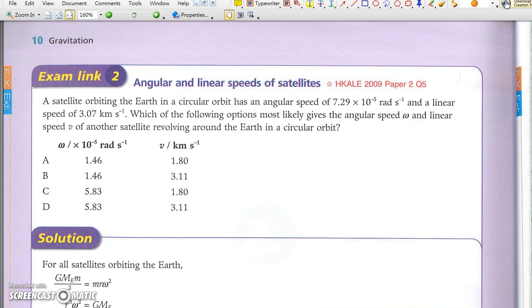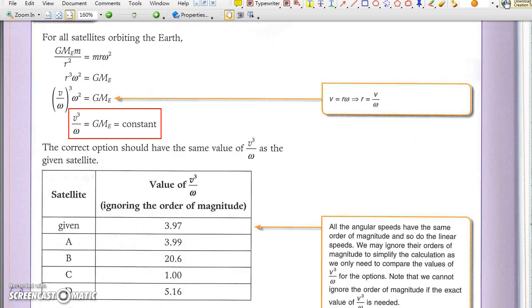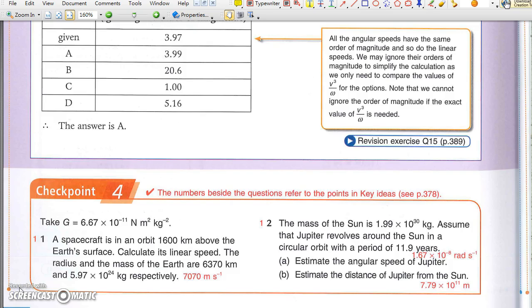Exam link 2 makes use of the relationship between the angular velocity and orbital speed of a satellite of the Earth. The relationship suggests that v squared over omega equals the same constant for different satellites which orbit the Earth. Try checkpoint 4 below.